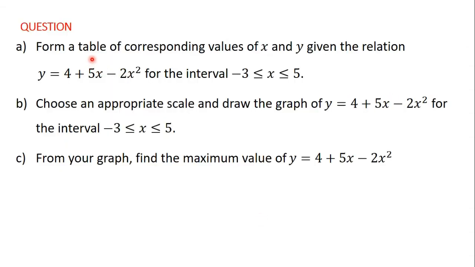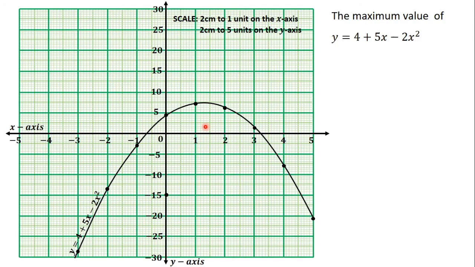We are being asked to form a corresponding table of x and y for this relation over this interval. Then after that, we use the points in the table to draw the graph of the relation y is equal to 4 plus 5x minus 2x squared. Then we will use the graph to find the maximum value of 4 plus 5x minus 2x squared. So we will move straight to the last part of our question since we have already learned how to draw the graph of this relation.